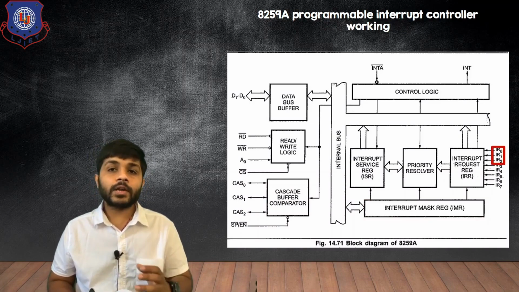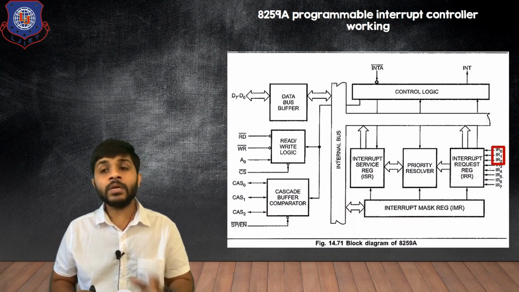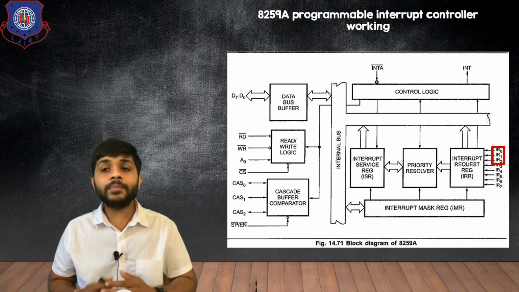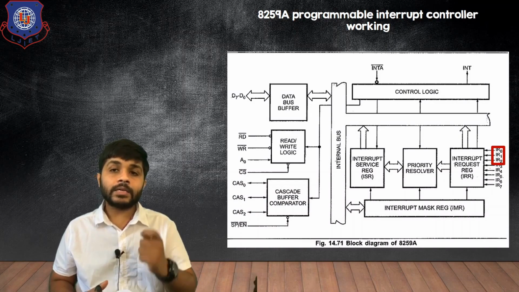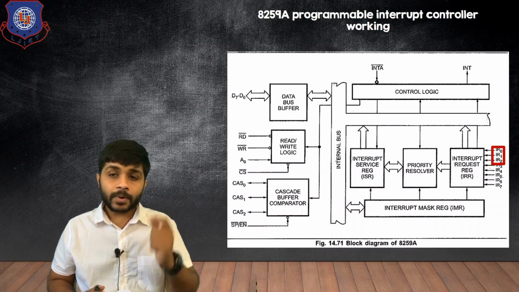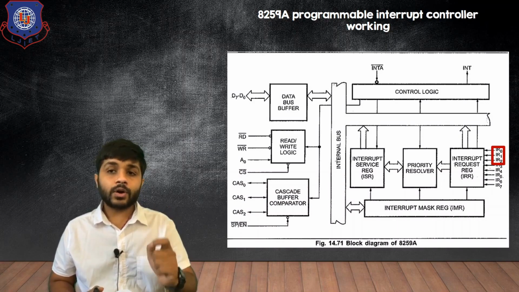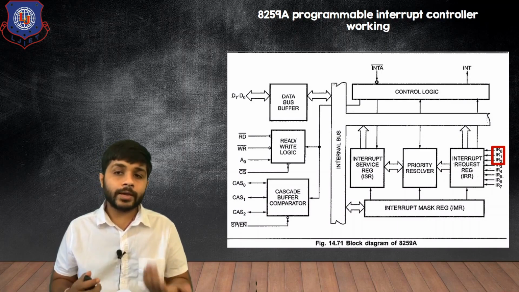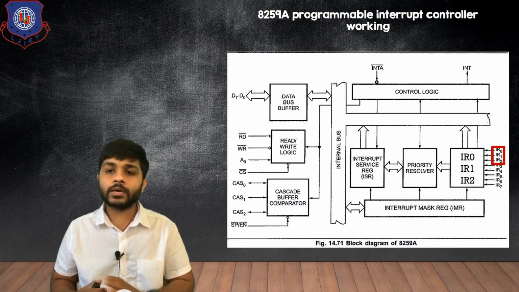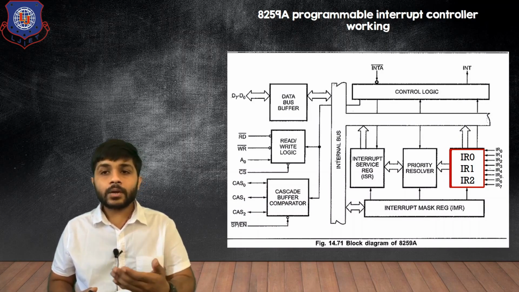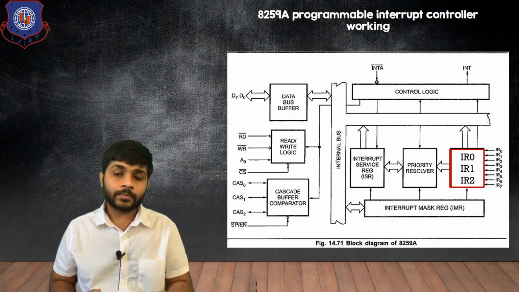Now let's see the working of the 8259A. Right now, from the 8 available interrupts, IR0 to IR7, 3 interrupts are arriving at the 8259A, which are IR0, IR1 and IR2. When the interrupt arrives, the function of the interrupt request register is to store the interrupt. So whenever an interrupt arrives, the interrupt request register will store all the interrupts. You can see that IR0, IR1 and IR2 are stored.